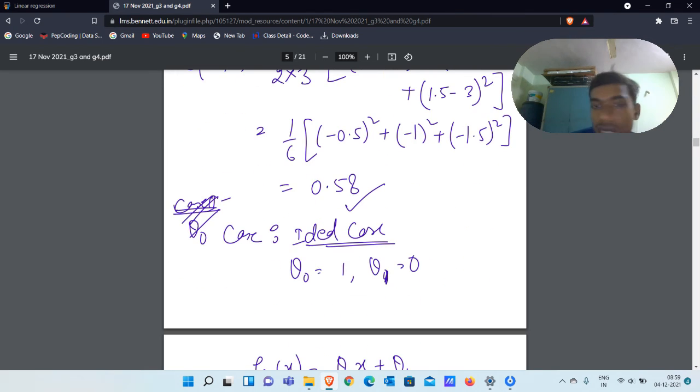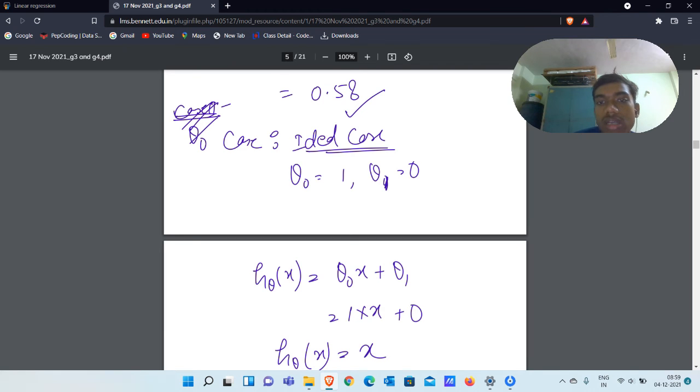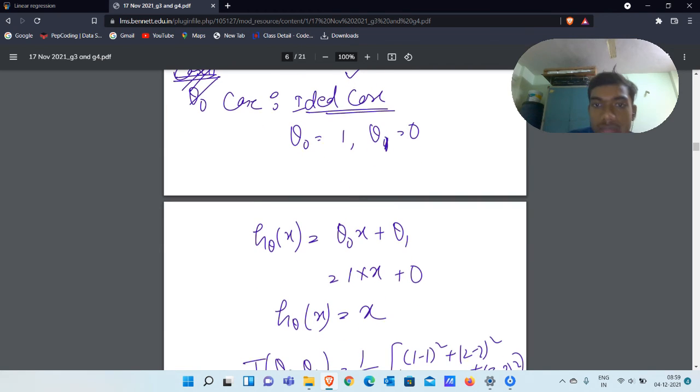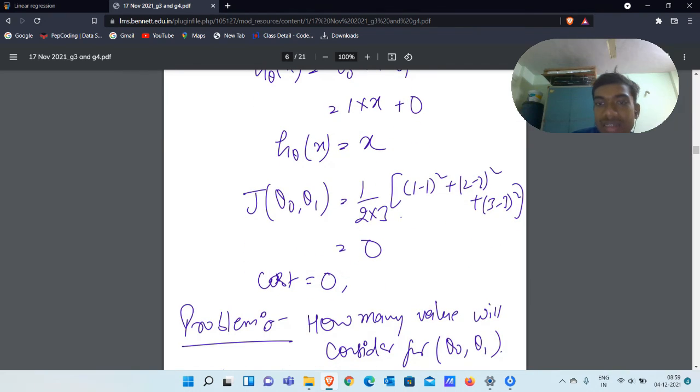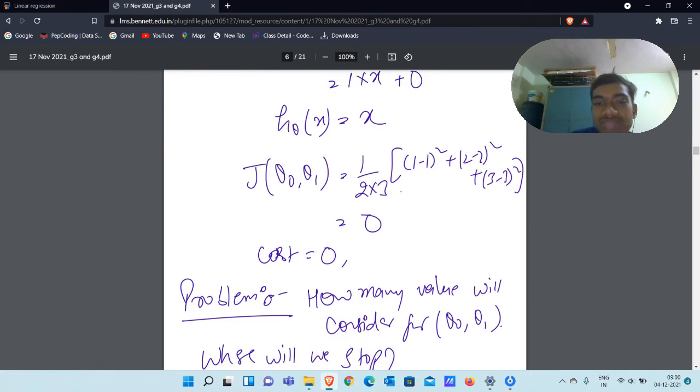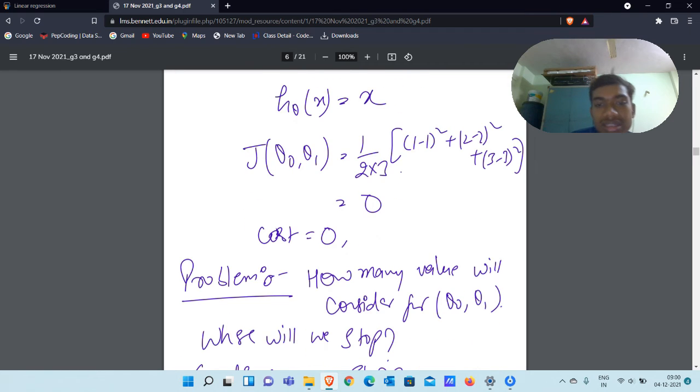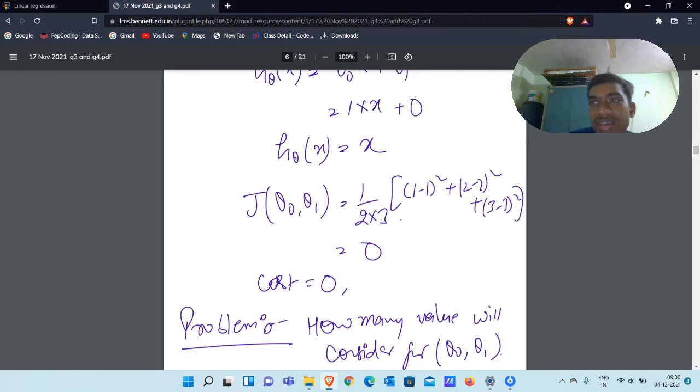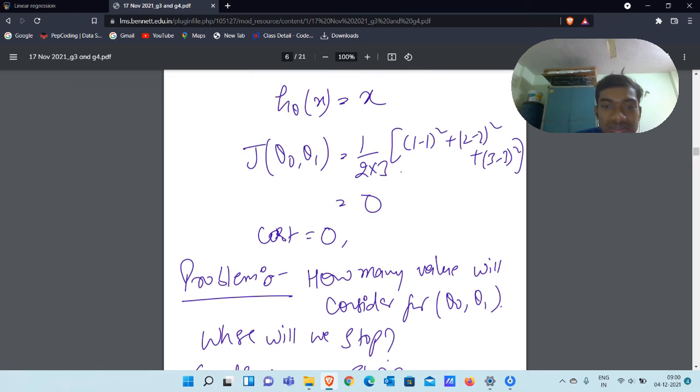Now we'll be checking for the ideal case, when theta 1 equals 1 and theta 0 equals 0. In this case, as it's clearly visible, the difference will be 0, and 0 into something will always be 0. So here we got the minimum square distance as 0, and the one with the minimum square distance is the best possible answer.